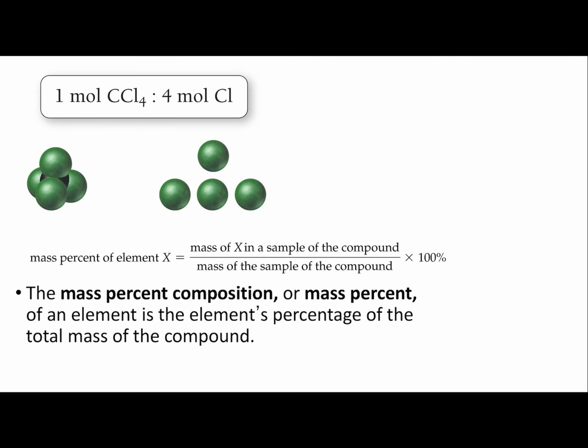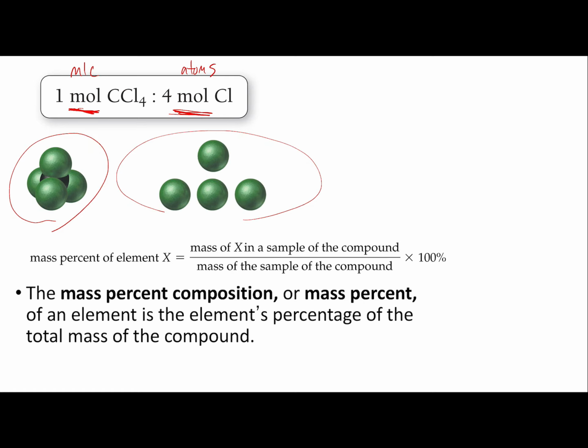So let's say that we have a different molecule here, CCl4. And we know that every molecule of CCl4 contains 4 moles of Cl. I guess I shouldn't call this a molecule. Every mole of CCl4 contains 4 moles of Cl. Every molecule of CCl4 contains 4 atoms of Cl. So atoms are to molecules as moles are to moles.